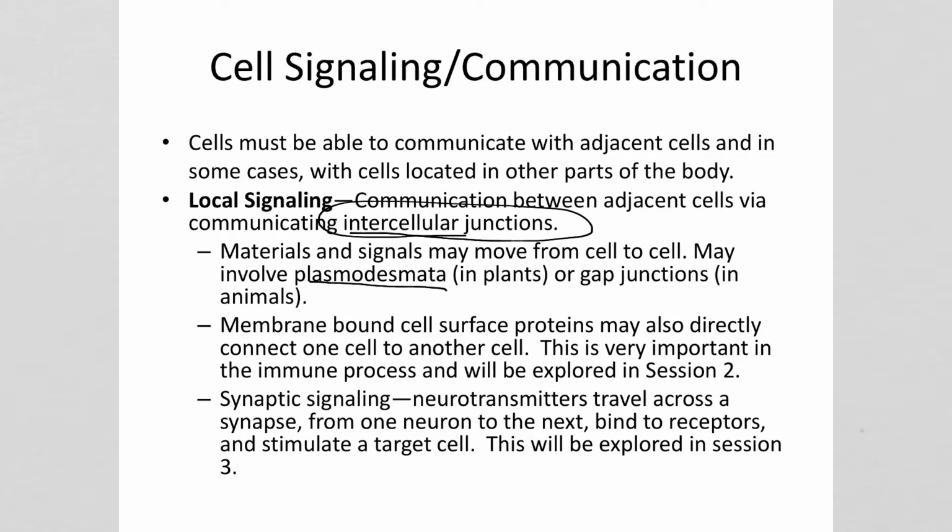Plasmodesmata are communicating intercellular junctions in plant cells that allow them to transfer materials and signals between each other. And you've also got similar things in animal cells called gap junctions. These are really important in places like the cardiac muscle cells where they help the cells to beat in rhythm. Let's look at a couple of pictures and examples of these.